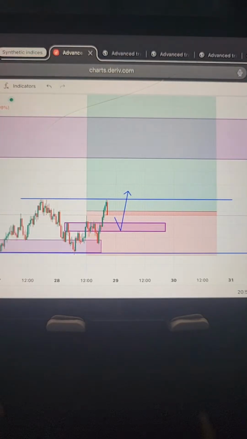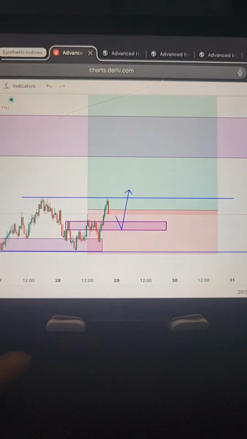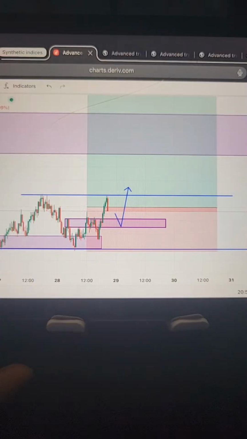So currently I'm active on this trade, US volatility 75, and like I said, if you are new in synthetic indices, why I love trading synthetic indices is because it works 24/7 and it's not affected by news. So if you are taking trades, all you just need to focus on is making sure that your analysis is correct, doing top-down analysis.